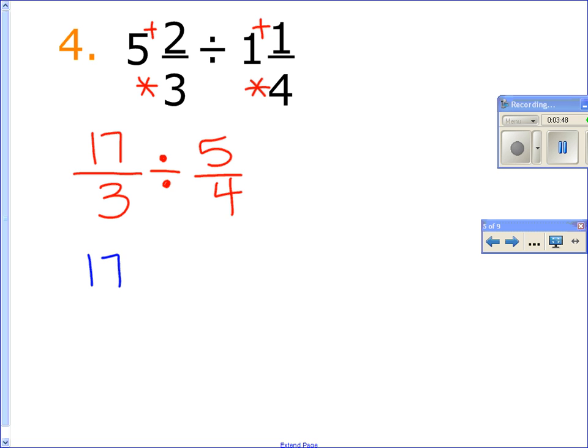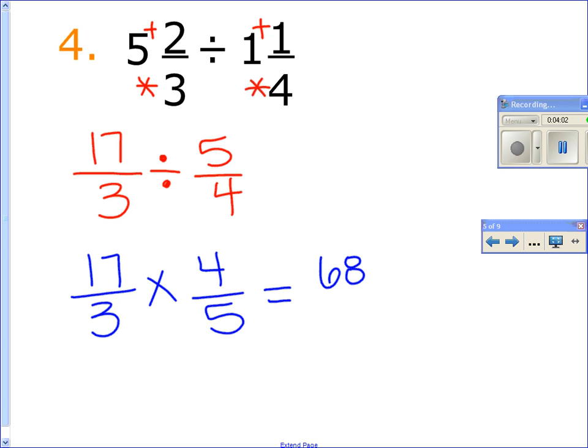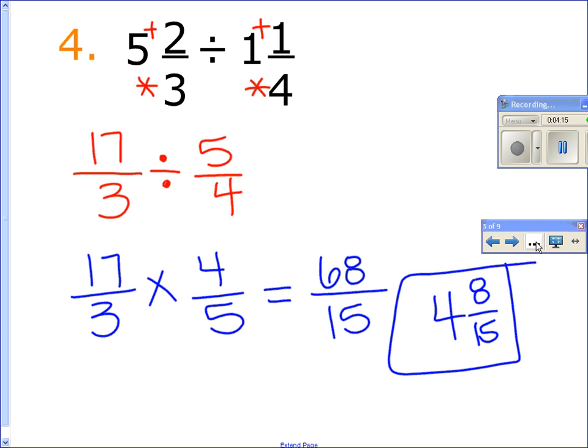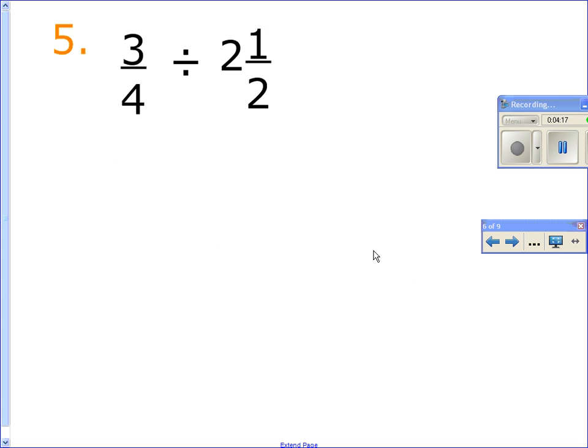So you have 17/3, the division sign changes to multiplication, and you flip this. Okay, nothing can simplify. 17 times 4 is 68. 3 times 5 is 15. 68 divided by 15 is 4 and 8/15. Okay. Try this next one on your own. Pause the video, and you can start it back to check.